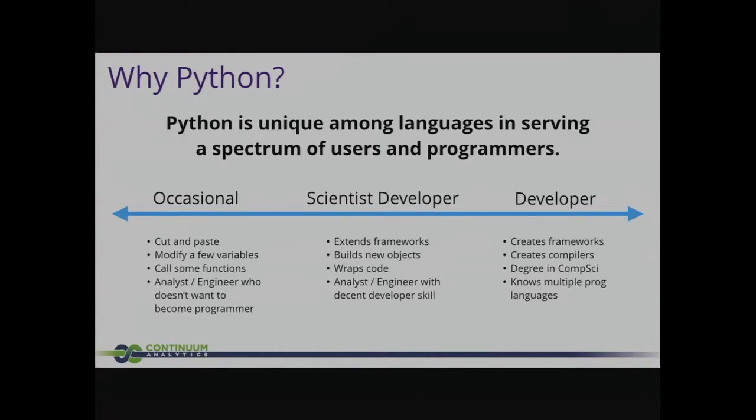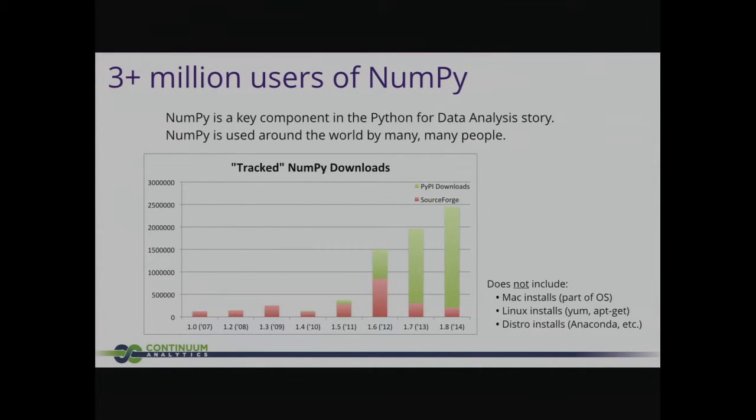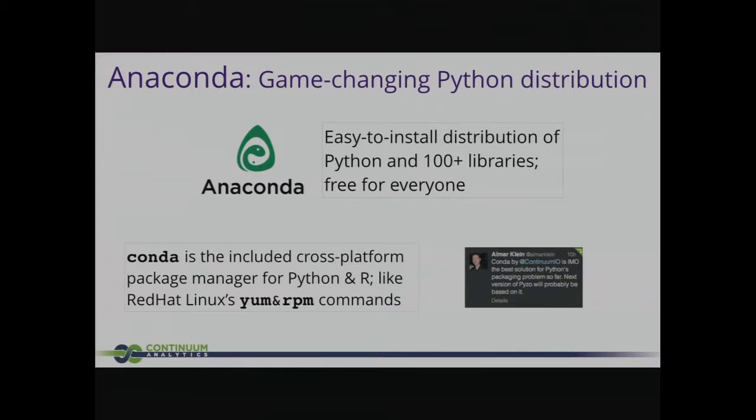So you don't end up with barriers between your Java developers and your C developers and your R analysts and people doing stuff in SQL or in SAS. That's the very quick pitch for Python. And NumPy is central to all of these things within the Python ecosystem, millions of users.